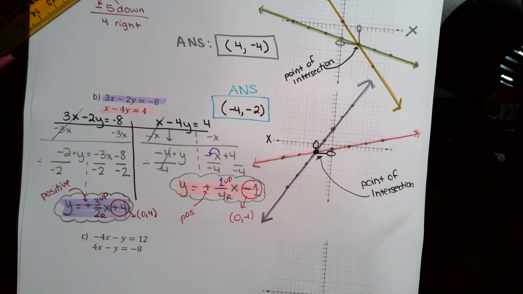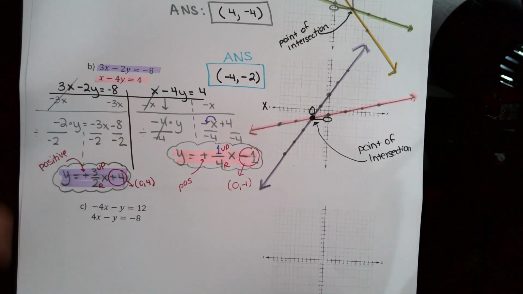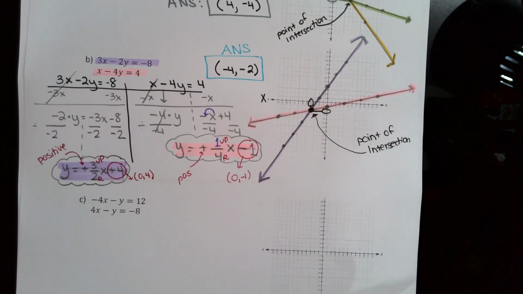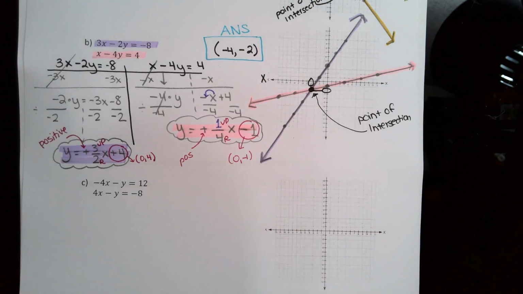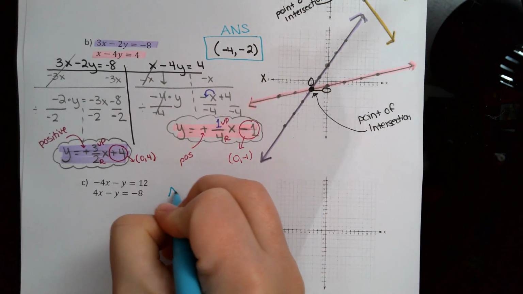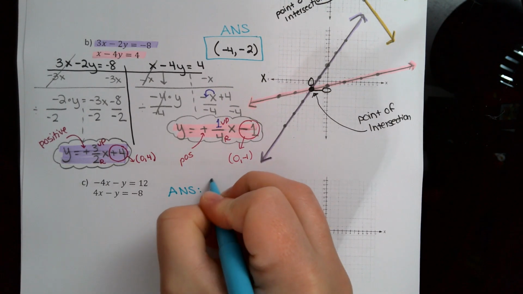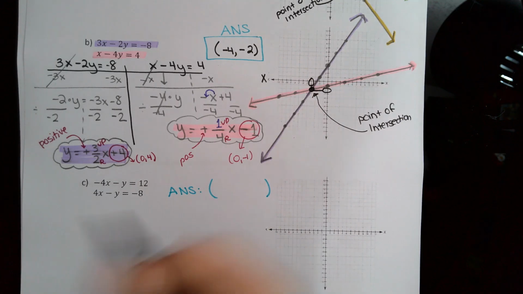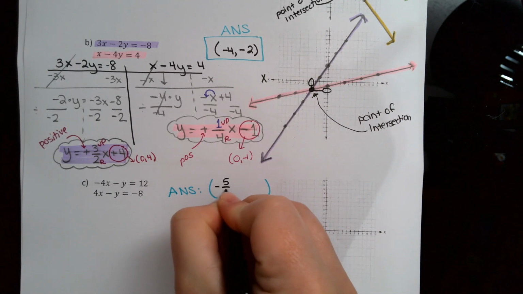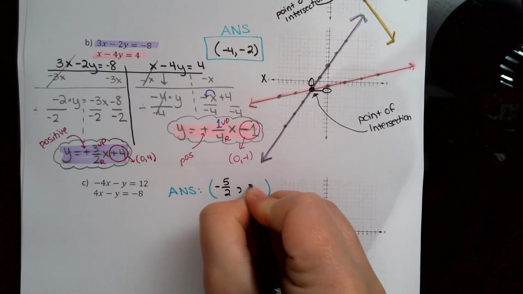I am going to skip this last one for C. The only reason I'm going to skip it is it does end up crossing at a very weird section. So I'm going to give you the answer. If you want to try this one, go ahead, but I am going to skip it. The answer for C ends up being -5/2, comma, -2.